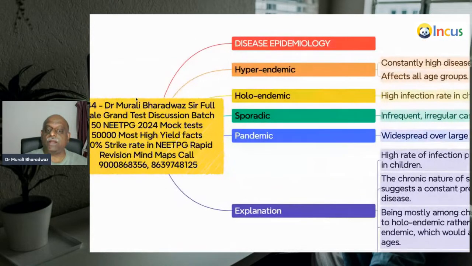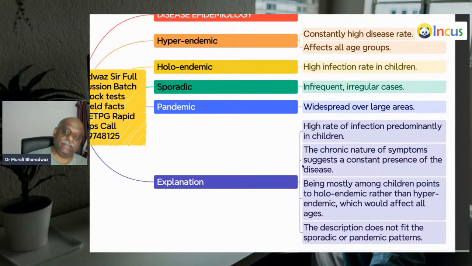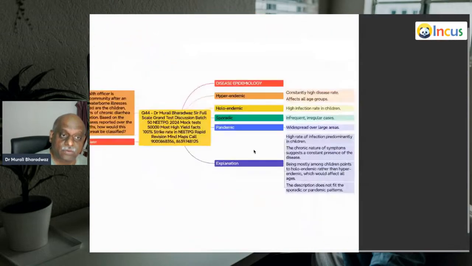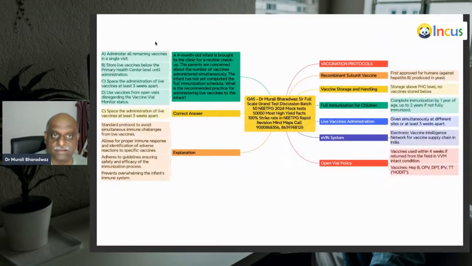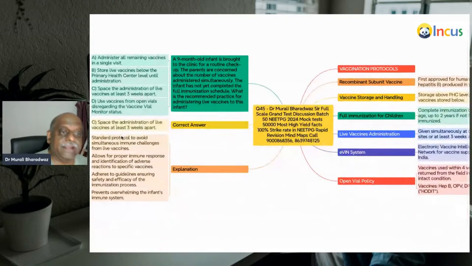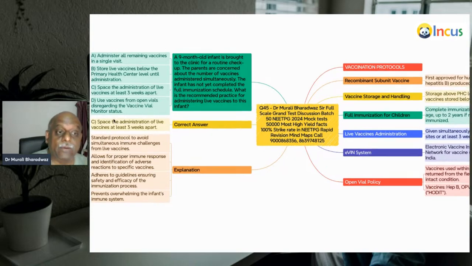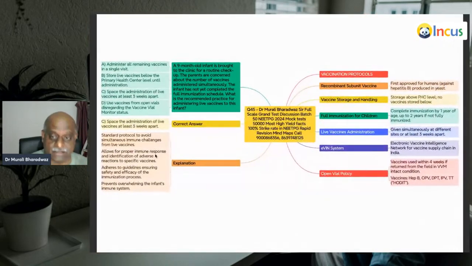So what you are seeing here is a polio endemic. A high infection rate in children is endemic. Constantly high disease rate affecting all age groups is hyperendemic. Infrequent, irregular cases is sporadic, and widespread over large areas is pandemic. That is what you need to basically remember. A 9-month-old is brought for a routine checkup. You're doing vaccination. How much time is required between two live vaccines? At least 3 weeks apart.